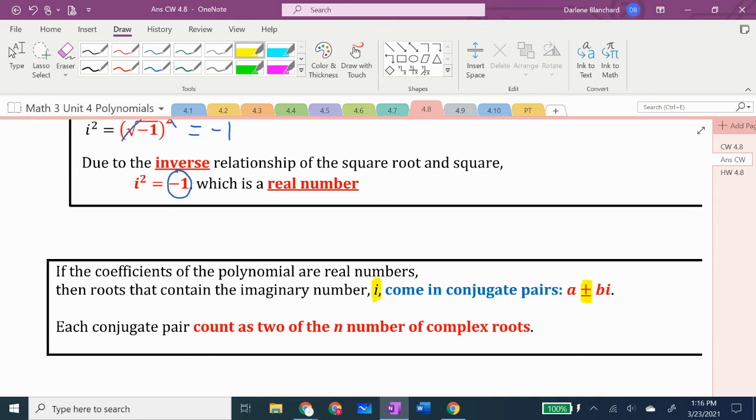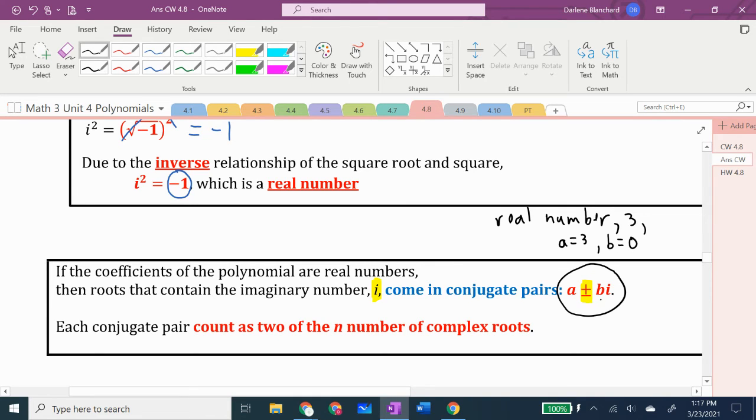Now let's remember that if you have an actual real number, let's just think of a real number. Let's say 3. If 3 is a real number, then this is a being equal to 3 and b being equal to 0. If b is 0, then the plus or minus sign is not needed, and that is then by itself a root, and any other roots have to be also named separately.